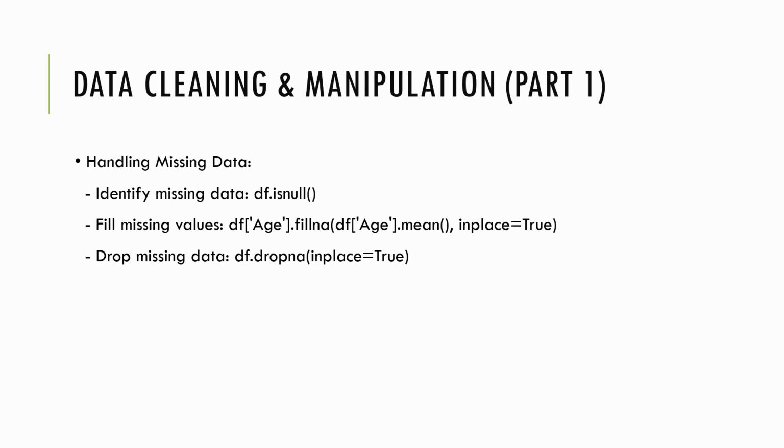Next, let's dive into data cleaning. It's common to encounter missing data in real-world datasets. You can identify missing data using the isnull method. If you want to fill missing values, the fillna method is your friend. For example, filling missing ages with the mean value of the age column. If you prefer to remove rows with missing data, the dropna method can do that as well.